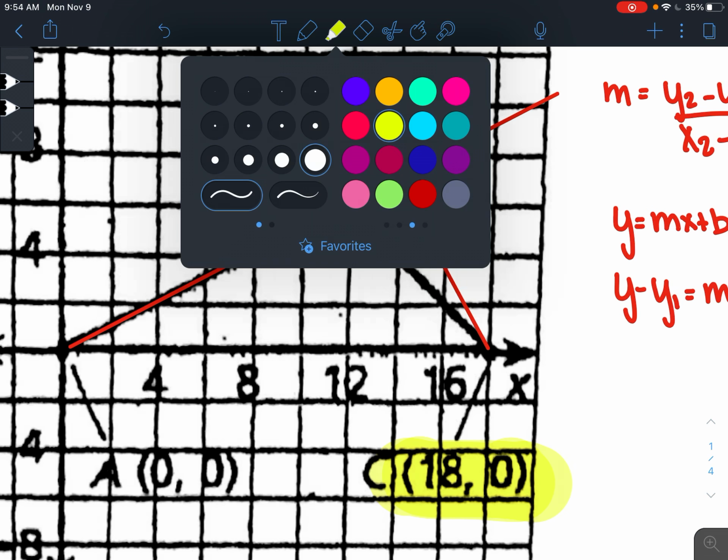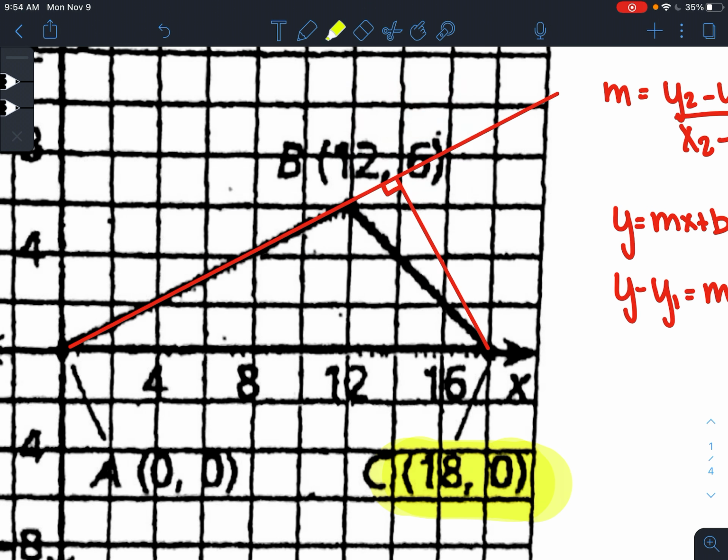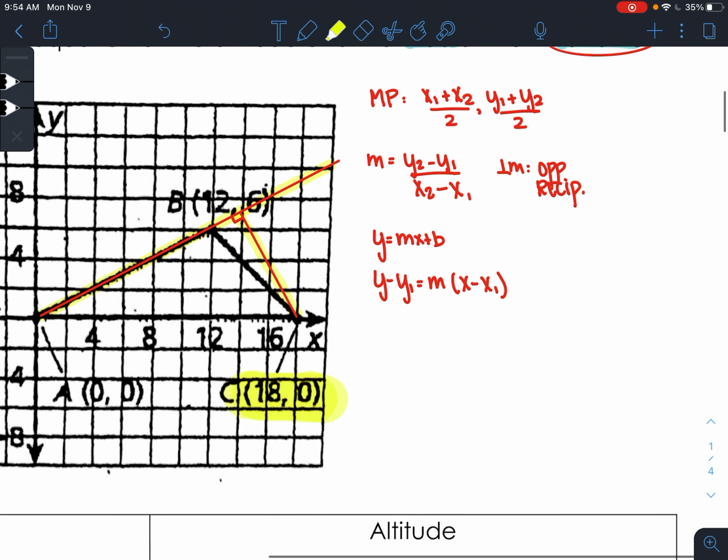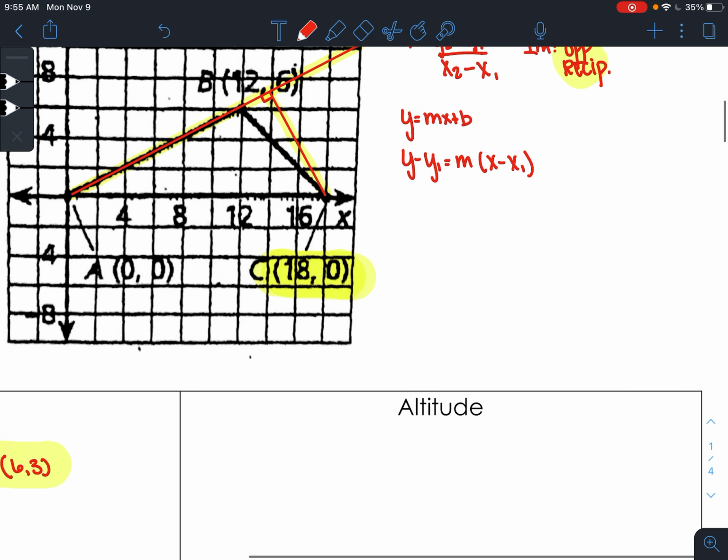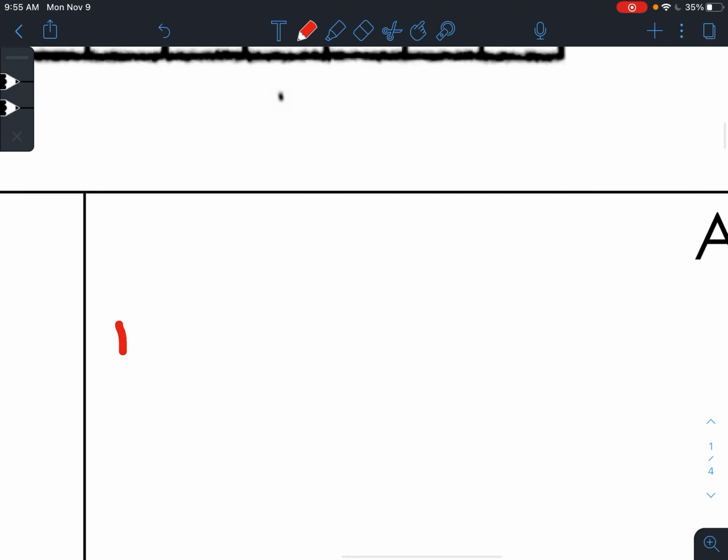So what we have to recognize is that these two segments, my altitude and AB, are perpendicular. And what we know about perpendicular lines is that they have opposite reciprocal slopes. So as I'm solving for the altitude, my first step is actually to find the slope of segment AB, because if I can find the slope of AB, then I can find the slope of the altitude because it's going to be the opposite reciprocal, okay?